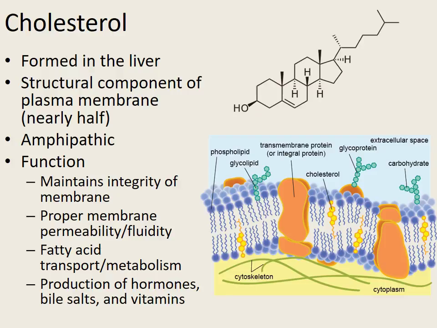Cholesterol, this is formed in the liver. Notice the 4 fused carbon rings in cholesterol. So cholesterol is a steroid. 4 fused carbon rings there, formed in the liver. We also get it from our diet as well. And there's 2 different types, HDL and LDL. We'll talk about that a little bit later on.